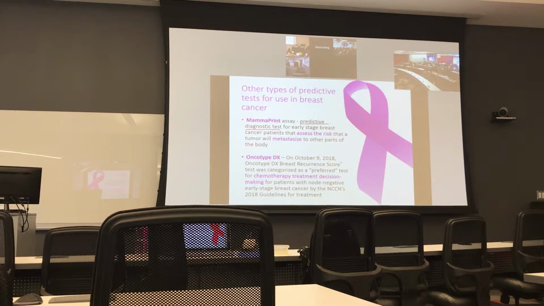So how many patients present with early-stage tumors? Actually, a lot of them. Because we have mammography to detect these lesions when they are so tiny, that this is a very common presentation for women.